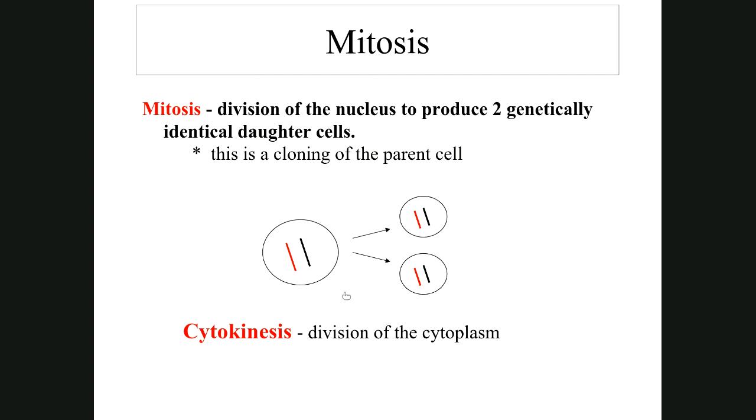Now, the second part of mitosis is cytokinesis. This is division of the cytoplasm between the two new daughter cells. And so the daughter cells have the exact same amount of DNA as the original parent, but roughly 1/2 the amount of cytoplasm. So they're roughly 1/2 the size of the original parent, but they have the exact same size nucleus as the original parent did.